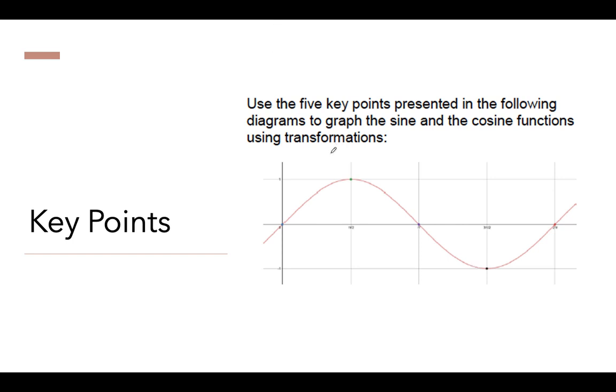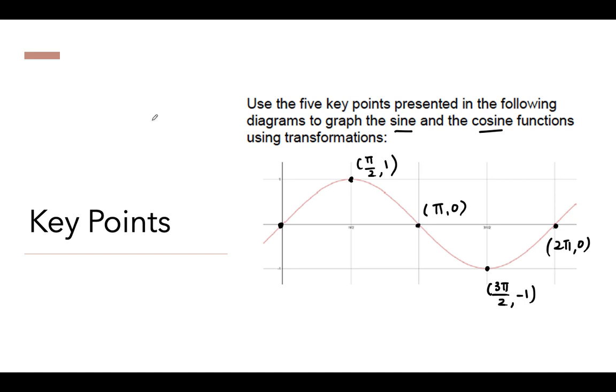Now, just before we do the example, there are 5 key points that you have to pretty much memorize for the sine and cosine function. So the key points for sine, in this case, are (0, 0), (pi over 2, 1), (pi, 0), (3 pi over 2, -1), and (2 pi, 0). So these are the 5 points.